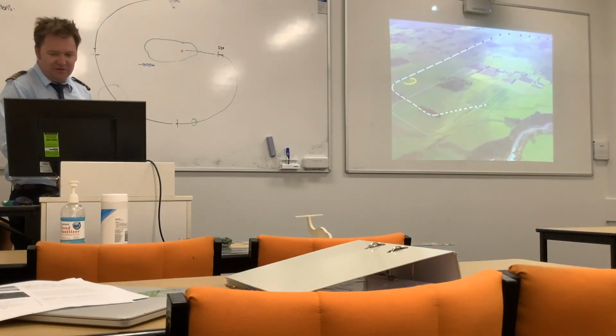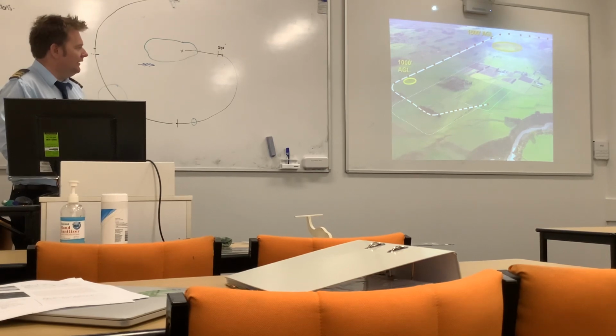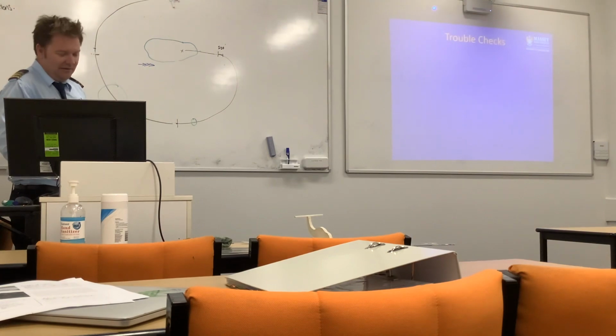And here they are on this picture. I've already got it on there. I don't know why that's moved up to the left and changed that. Anyway, got it on there. Trouble checks.